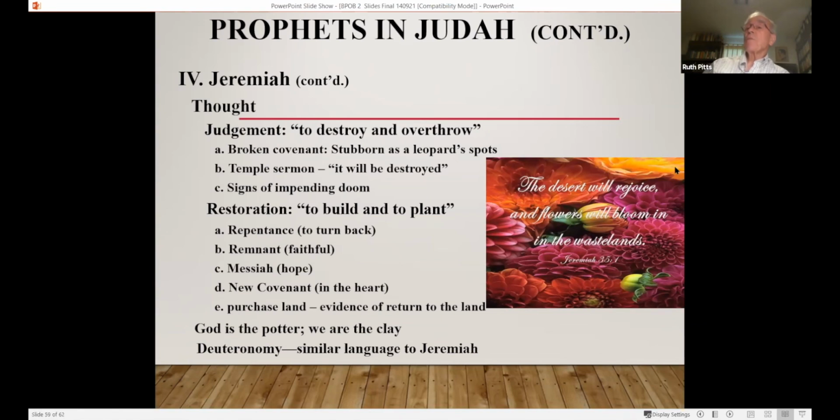The temple sermon really got their attention. The temple is going to be destroyed, folks. Hate to tell you, you are relying on that for your preservation as a nation. And then he gives signs of impending doom. The most graphic, I suppose, is a cauldron up at Phoenicia poured out from the north that covers all of the land, a cauldron of hot water, in other words, a military marching through and destroying everything in its path. Restoration. But folks, God's still with us.